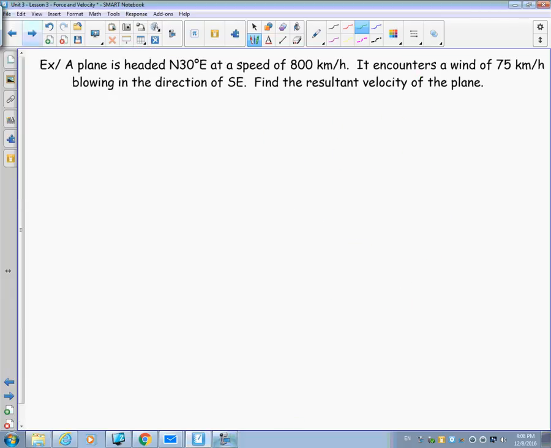Okay, third example. We're just doing some warm-up things here of how we can use resultants in the real world. So we've got a plane. It's headed north 30 east. Okay, so we need ourselves a compass. North 30 east. So start north, go 30 to the east. It's going 800 kilometers. Here's your magnitude. It encounters a wind of 75 kilometers blowing in the direction of southeast.